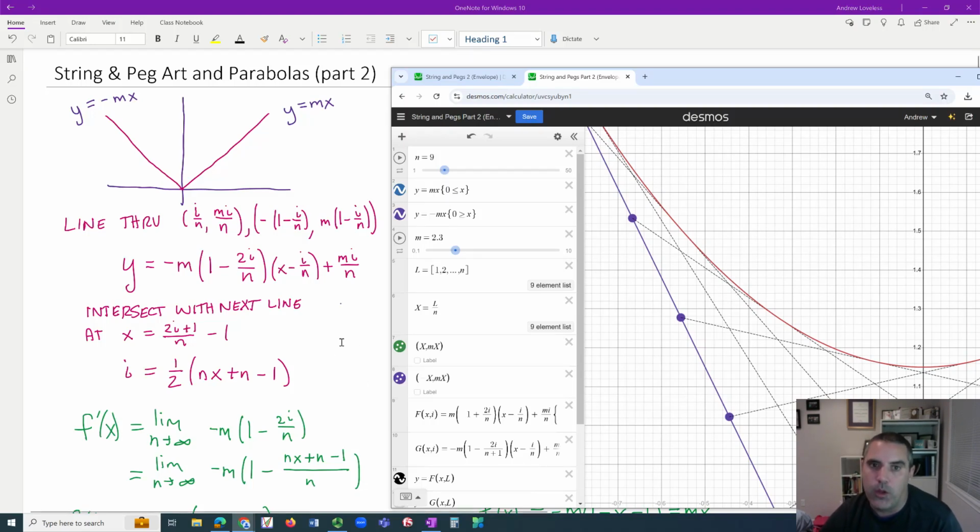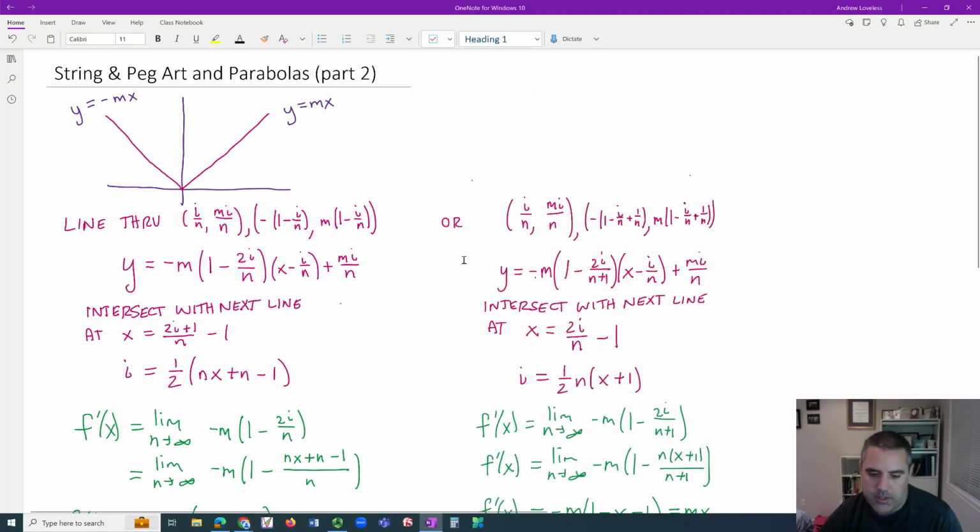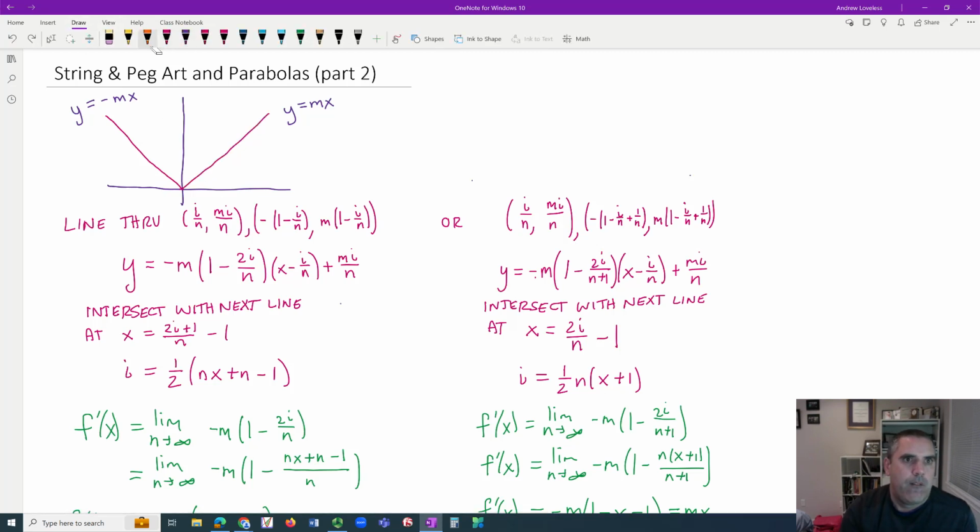So I asked the following question. What's the intersection of the 2 points in question? The 2 points in question are, if I give you this point, i over n, then the y value should be m times i over n. And then the corresponding point over here, if you're doing the envelope approach, is this.